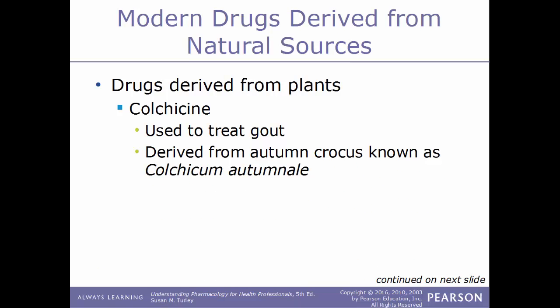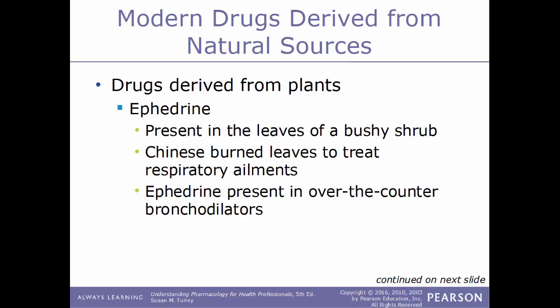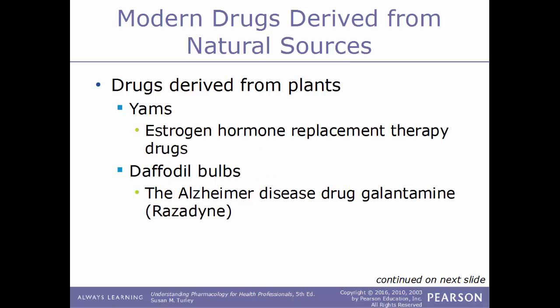Another example of a drug that's derived from a plant, colchicine, is a drug that's used to treat gout. And this drug is derived from the plant, the autumn crocus. Another example of a drug derived from a plant is the drug ephedrine. The Chinese use this drug to help treat respiratory ailments. And ephedrine is what's found in common over-the-counter drugs such as bronchodilators. Yams, this is used as a source of estrogen hormone replacement therapy. Daffodil bulbs, this is where the drug galantamine, which helps treat Alzheimer's, is derived from.